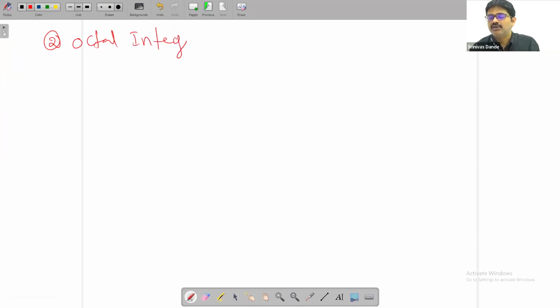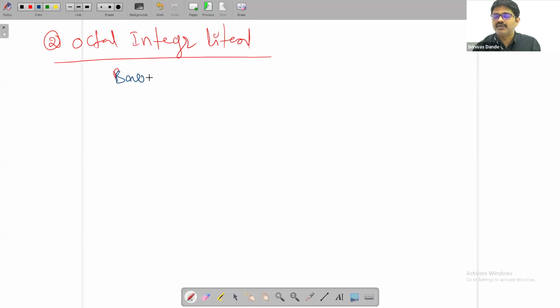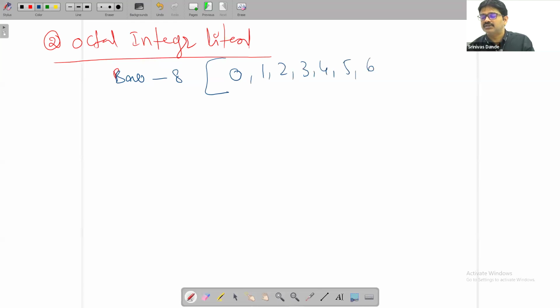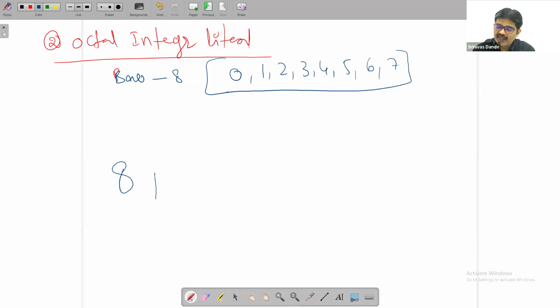octal integer literal. Nothing but octal values. So the base of octal is 8. It means what are the digits allowed? 0, 1, 2, 3, 4, 5, 6, 7. Only allowed. Can I use 8 in the octal number system? Can I use 9 in the octal number system? You can't do that. Right? In an octal number, only 0 to 7 are allowed.